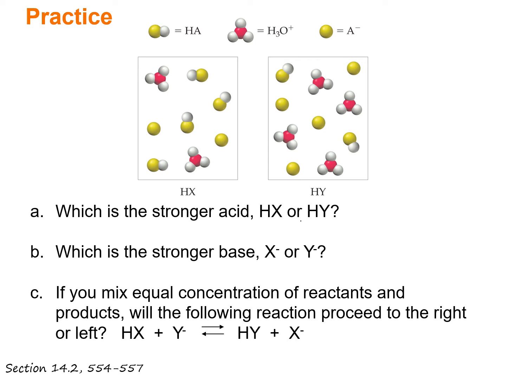And so it gives us an acid on the left, HX, and an acid on the right, HY. And you can see it's asking which one's the stronger acid, which one's the stronger base. And then it asks us later, if we mix them both, which reaction would be favorable. And so if we go ahead and look at this, we should enumerate all the things there. So we have 4 HX, 2 hydroniums, and 2 X minus on the left. And on the right, we have 2 HYs, 4 hydroniums, and 4 Y minuses.